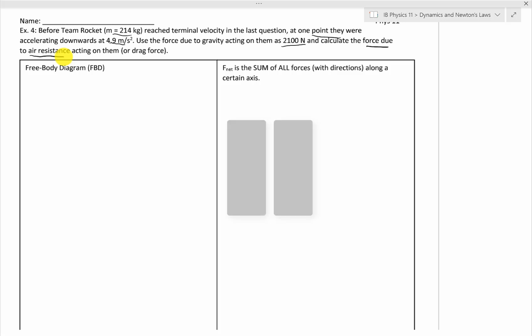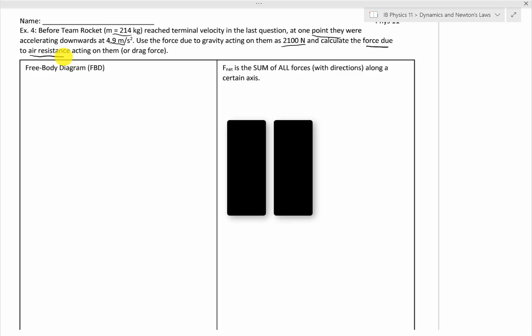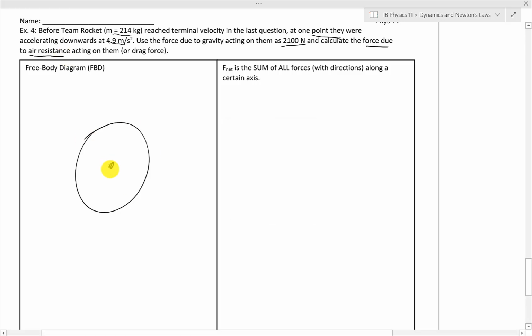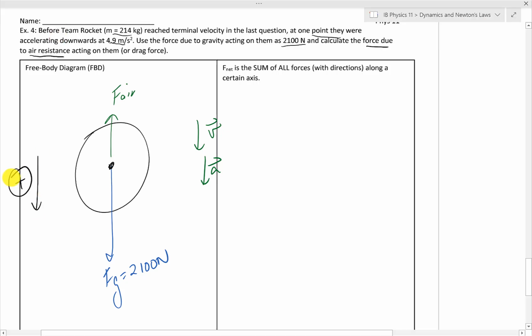Okay, so good time to pause the video, and I will play the rest of the question on Fast Play. And here I go. Starting off with a free body diagram, I'm going to draw Team Rocket as an oval, Fg pointing downwards, and Fair is going to be shorter because we're not falling at terminal velocity. There is acceleration in the downwards direction.